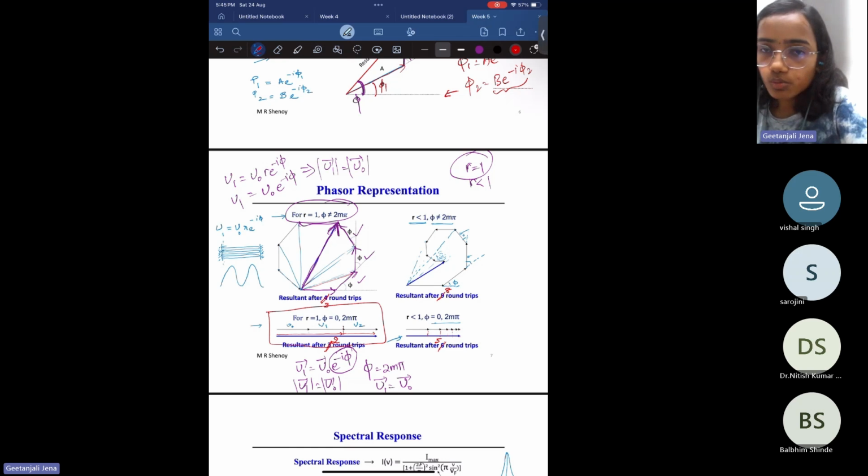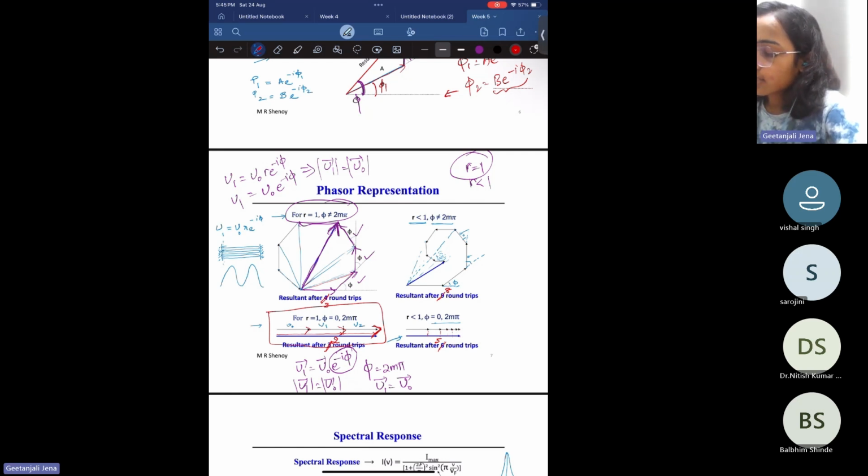So when you have r equal to 1 and phi equal to 0 or 2m pi, there is a building of intensity, or the amplitude or the signal, over time. They are oriented along the same direction and they will build up after the first round trip, second round trip, third round trip.